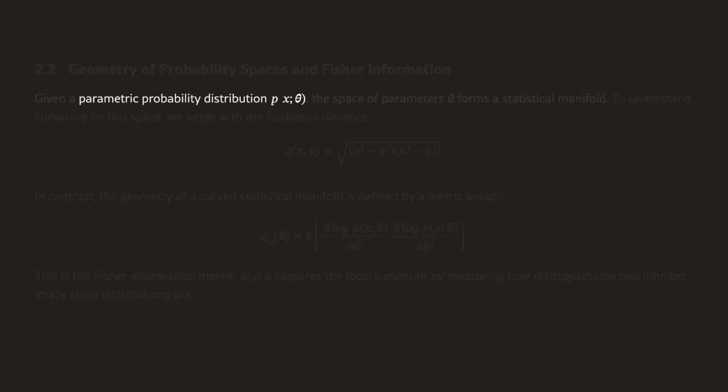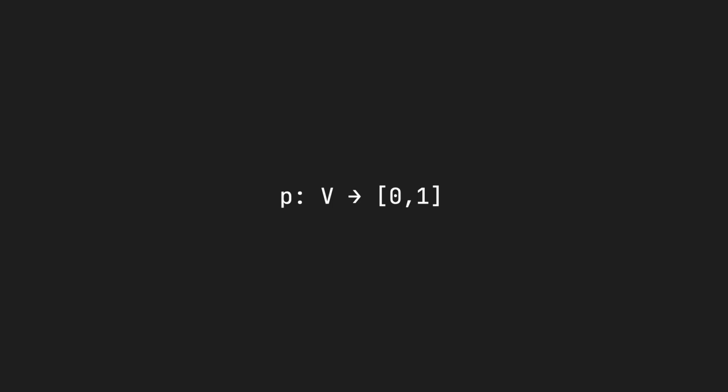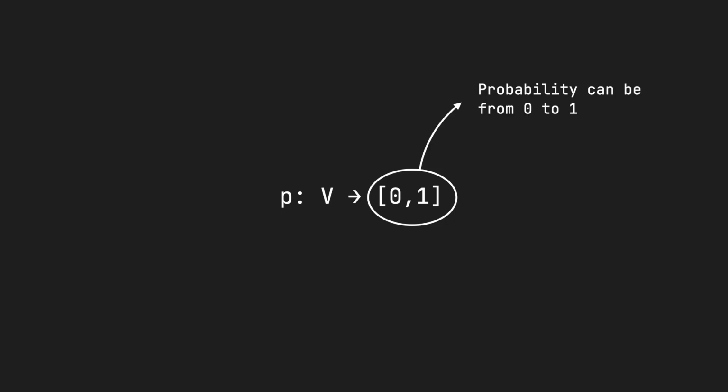Let's start by looking at the probability distribution. We know an LLM creates a probability distribution. We have these different probabilities for each element in the vocabulary of an LLM. How do we look at this from a mathematical perspective? You can think of it as a function where V represents the vocabulary of an LLM, and it's assigning a probability from 0 to 1. Probability can be from 0 to 1. So this is looking at it from a mathematical perspective as a function.